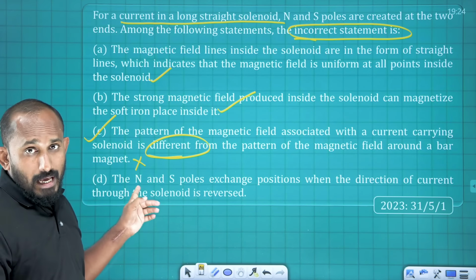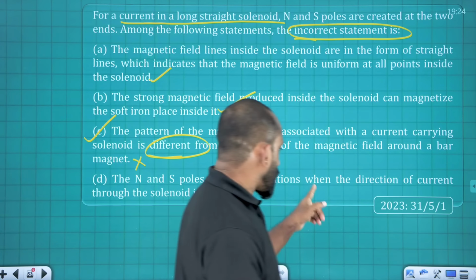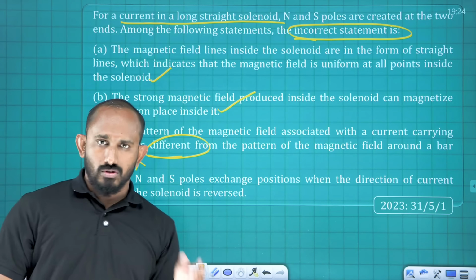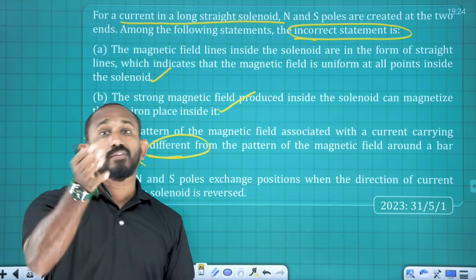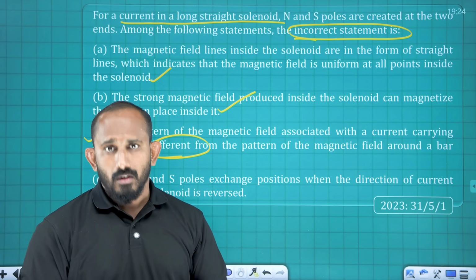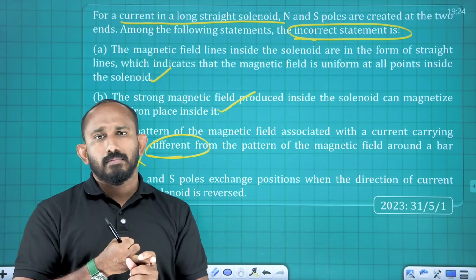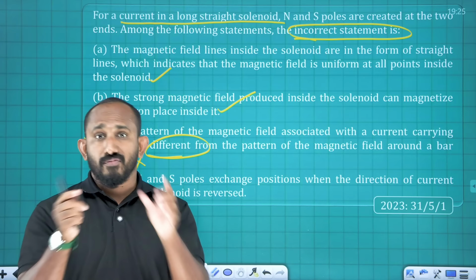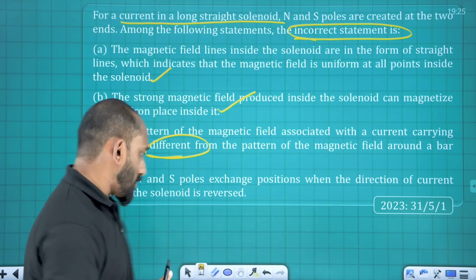Check D also. The N and S poles exchange positions when the direction of current through the solenoid is reversed. Of course, if the direction of current is changed, you can change the direction of the magnetic field also. That's the benefit of a solenoid. You can change the direction of the magnetic field. You can change the intensity of the magnetic field. You can increase the intensity. But the bar magnet is fixed. Okay. Next question, let's see.